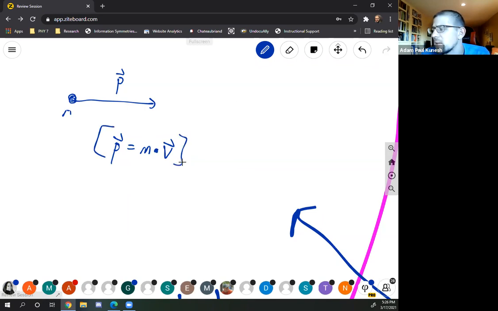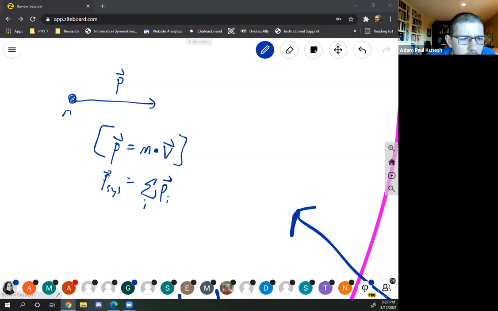This is the definition of momentum for a point. Now, because momentum is a vector, it can be added just like any other vector. So if I have a system, the momentum of a system is the sum of the momenta of the individual components of that system. If I have 12 objects flying around at different velocities with different masses, I can just sum up their individual momenta to find the total momentum.